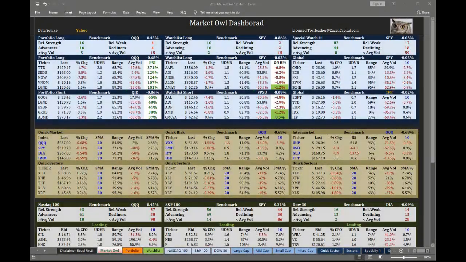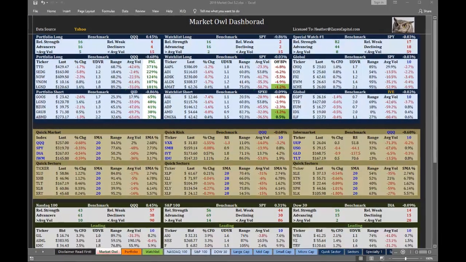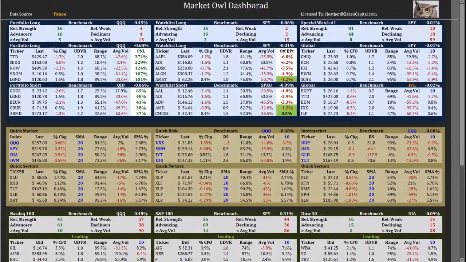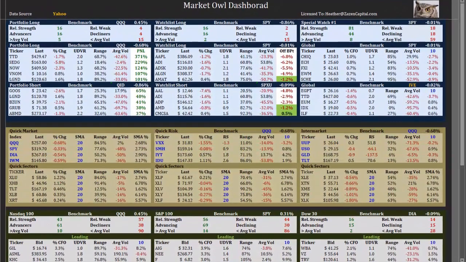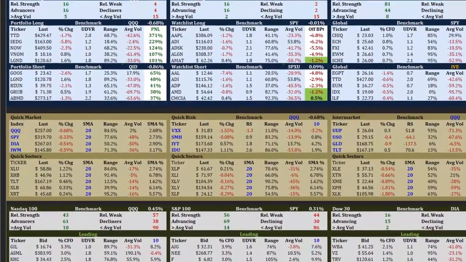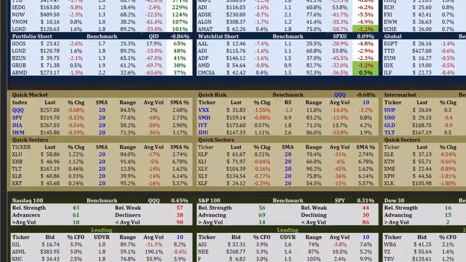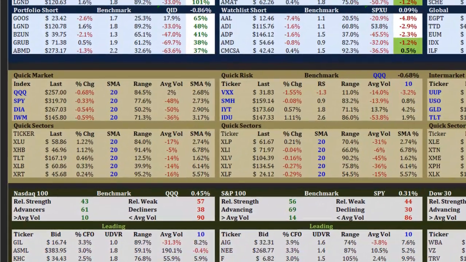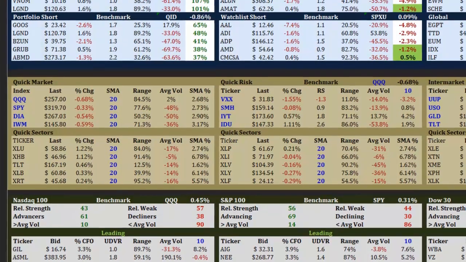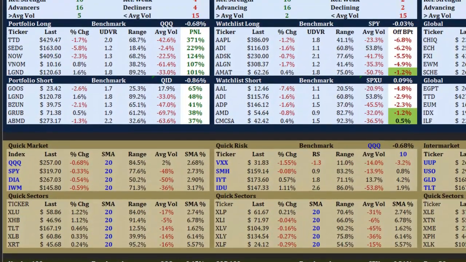This is a quick overview of my XLQ Market Owl Dashboard, which is currently being beta tested. The dashboard identifies opportunities both long and short, primarily from a top-down perspective. It will highlight leaders and laggards from major indices, market caps, and sectors. It provides a quick insight into relative strength as well as above or below average volume for each component.